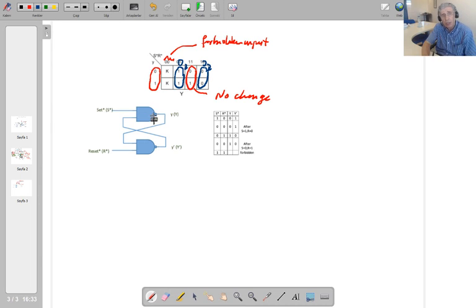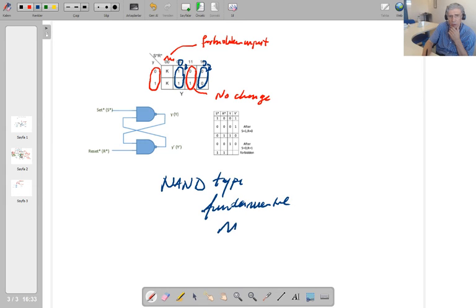Okay, this is the NAND type fundamental memory element. Why do we call it fundamental memory element? We're going to see later on that all the other memory elements are produced from these fundamental memory elements. So that is the end of this video then.